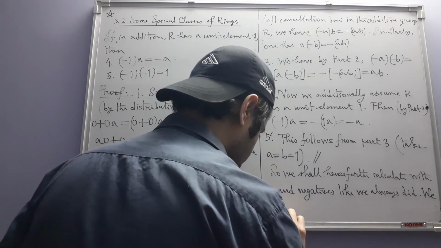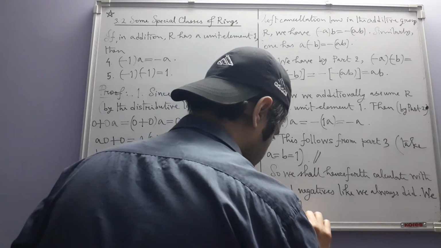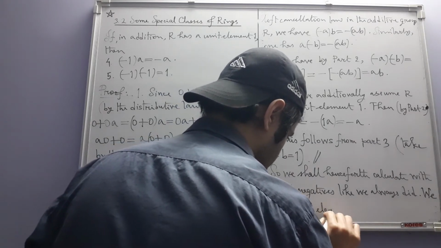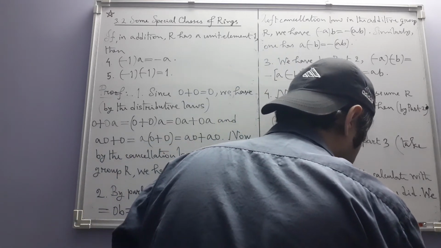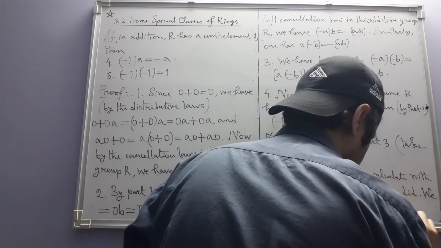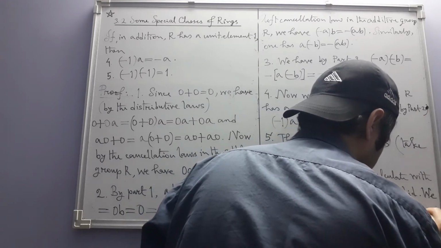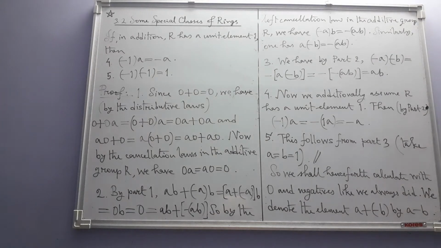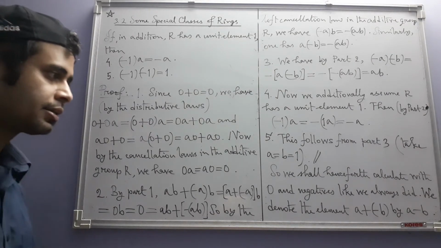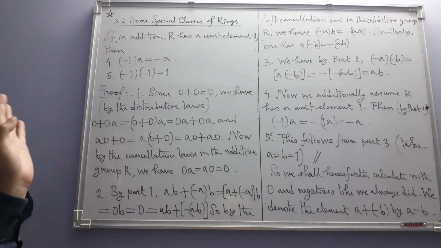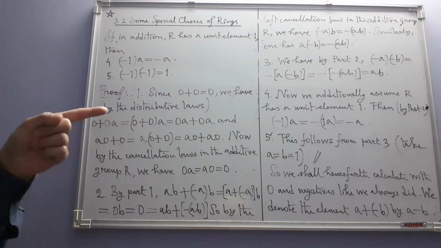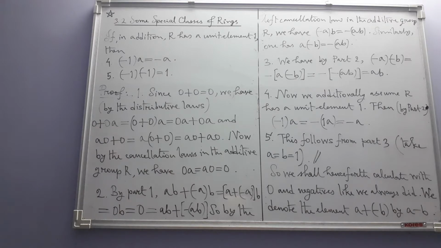We denote the element a plus minus b by a minus b. Okay, the meaning of a minus b is actually a plus minus b. In fact, in case of integers or rational numbers or whatever numbers we are familiar with from our previous experience with mathematics, this is how a minus b is defined.